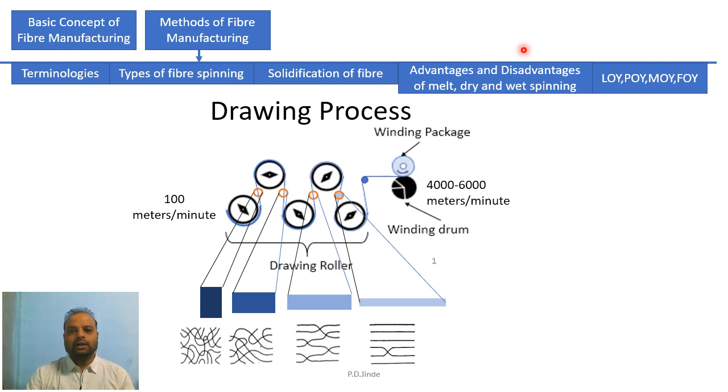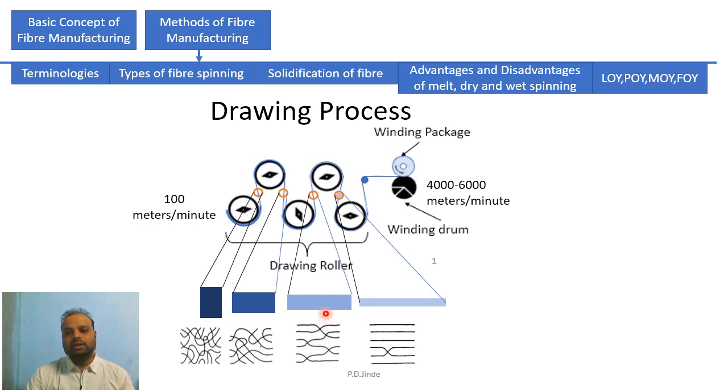They orient more and more as the draw ratio increases. So the further you stretch the yarn, the more the polymeric chains present in it are again oriented along the axis. So orientation improves. The higher the stretch, the higher the orientation.